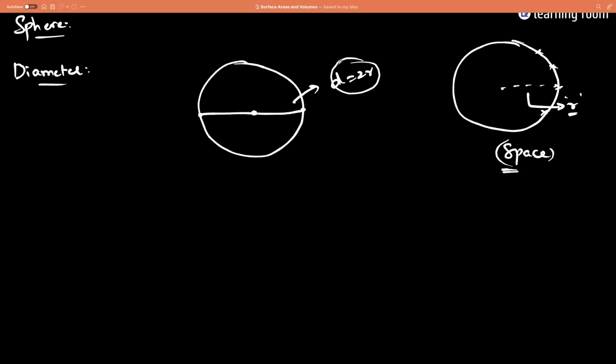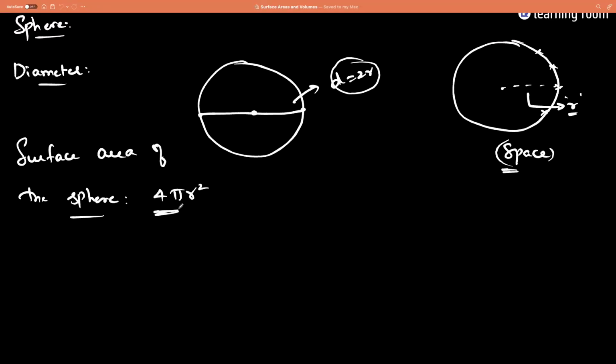The diameter is equal to 2 times the radius. Now, what is the surface area of the sphere? That is going to be equal to 4 pi r square, right? Is there any doubt in this? What is going to be the volume of the sphere? The volume of the sphere will be equal to 4 by 3 pi r cube, right?